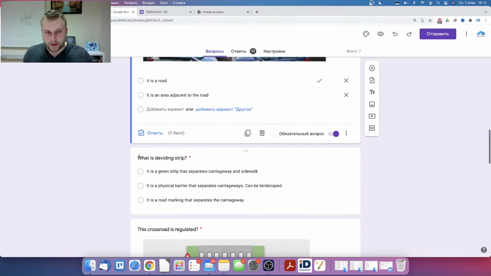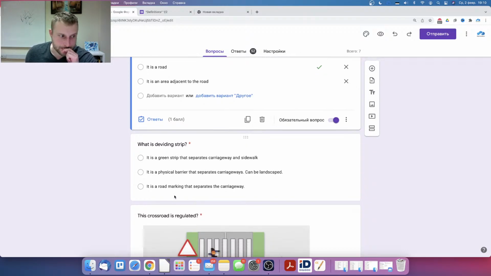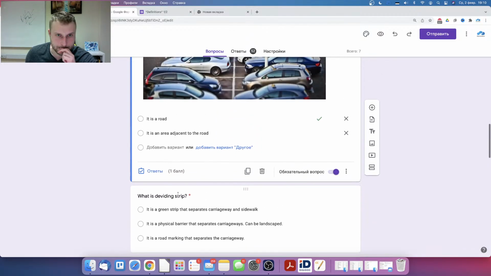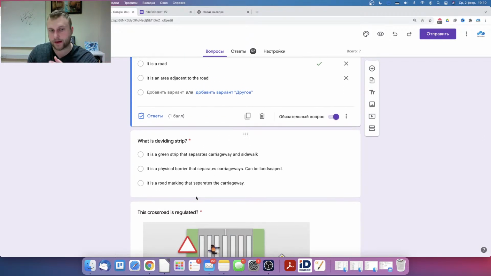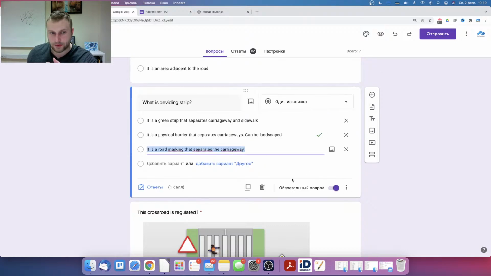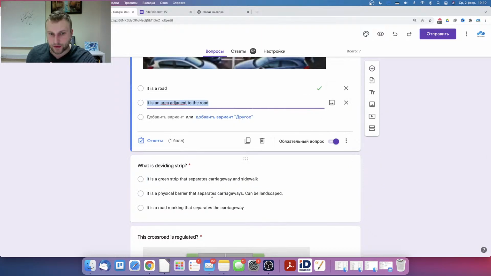What is a dividing strip? It's a green strip that separates carriageway and sidewalk. It's a physical barrier that separates carriageways, can be landscaped. It's a road marking that separates the carriageway. So obviously it's not the road marking. So the dividing strip has to be a physical barrier. So the correct answer should be the second one. A dividing strip is a physical barrier that separates carriageways. It also can be landscaped, so it means it can be made out of sand or something like that.